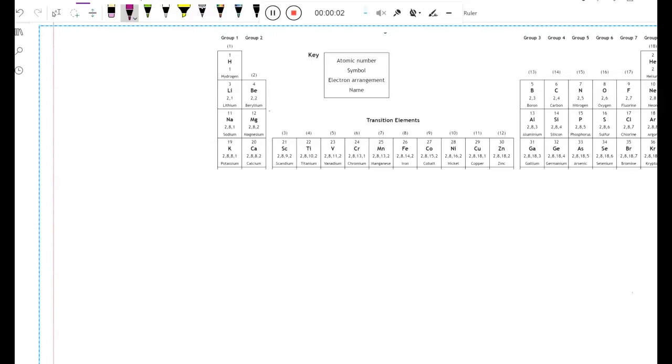I'm going to go through how to answer questions related to trends of the periodic table for the higher chemistry course set by the SQA. So, to tackle these questions, you need to be aware of two concepts.